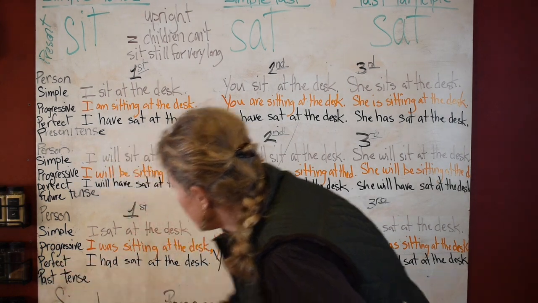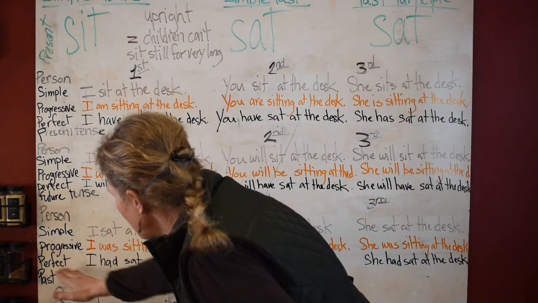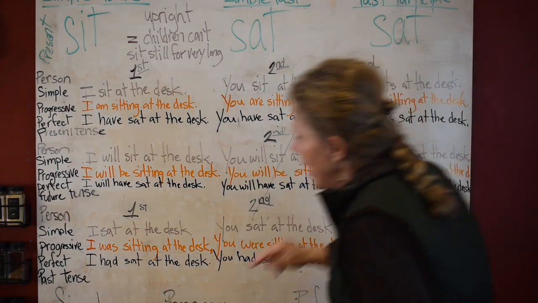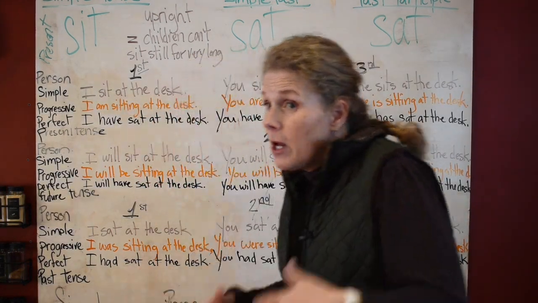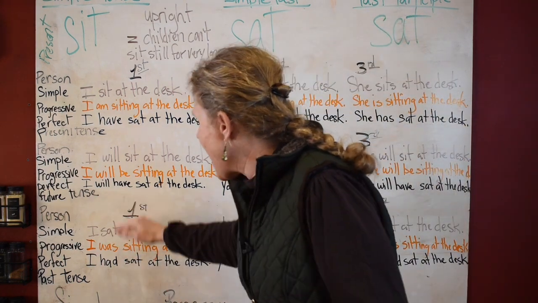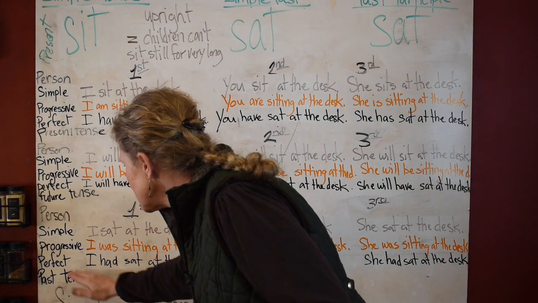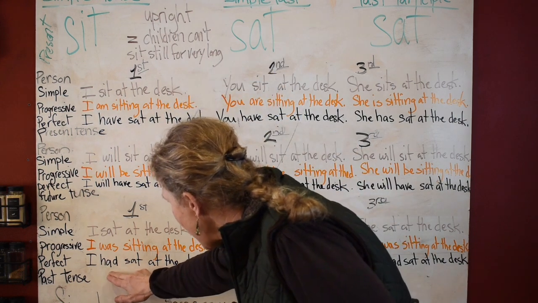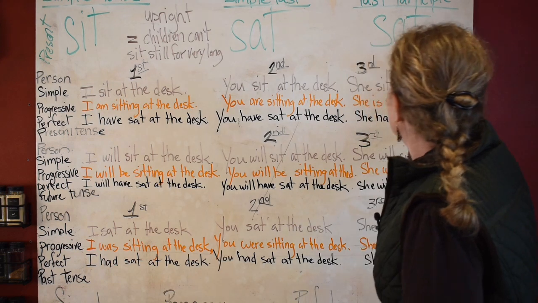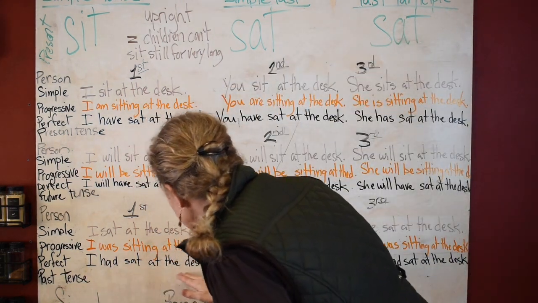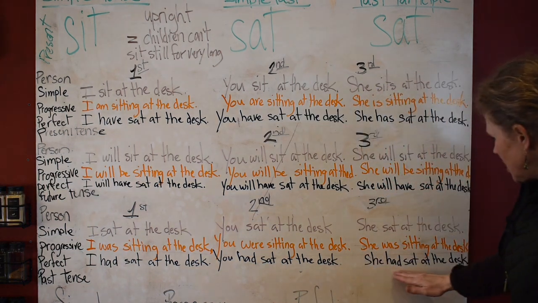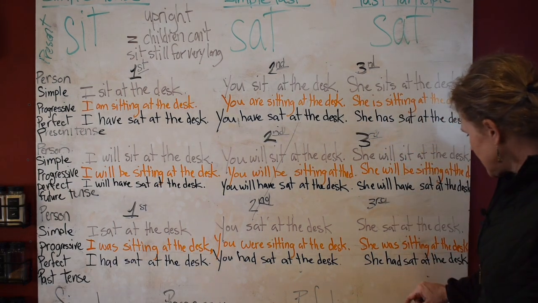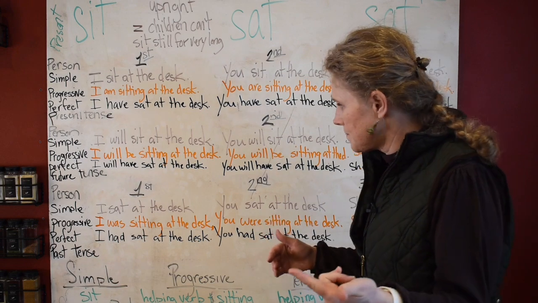The perfect: now when you are in the past perfect, no matter what, you will be using the past participle. And you have to use the proper auxiliary verb, which is had. You don't have to mess with have and has. Past tense in the perfect is the verb had. And then you pair it with your past participle. I had sat at the desk. You had sat at the desk. She had sat at the desk. Third person, right there. Singular takes the singular verb. Your verbs match up with singular and plural.